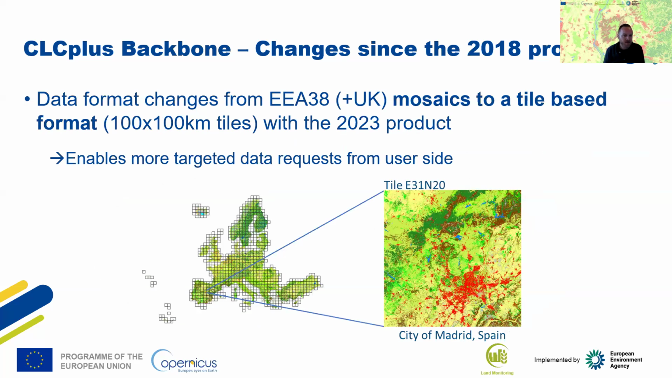Another change that will be introduced with the 2023 product is a change in the data format. For 2018 and 2021, the product has been available as European-wide mosaics. With the upcoming product, that will change to 100 by 100 kilometer tiles, which gives you as users the opportunity to have more targeted data requests. Like in this example, if one would be interested just in the city of Madrid and its surroundings, you would just have to request one tile and not the whole mosaic.